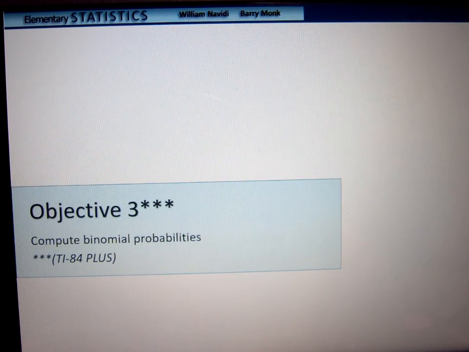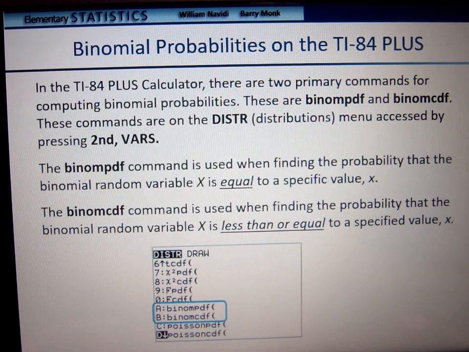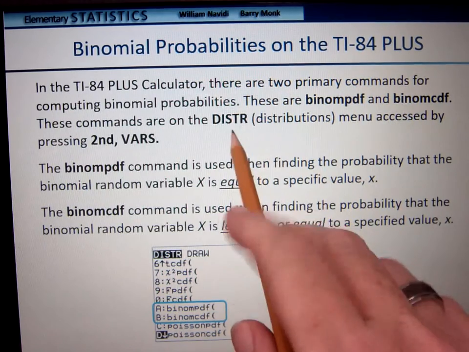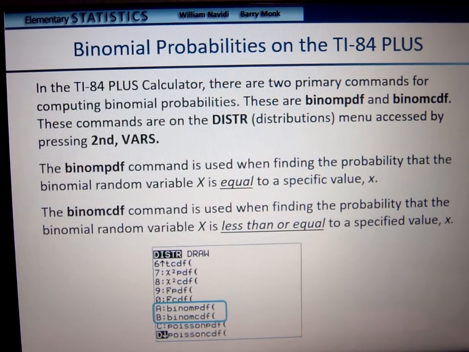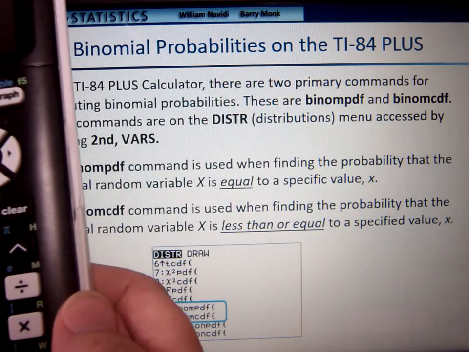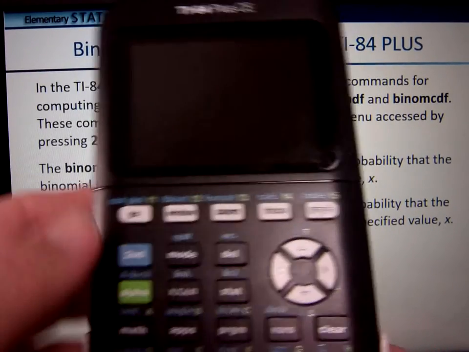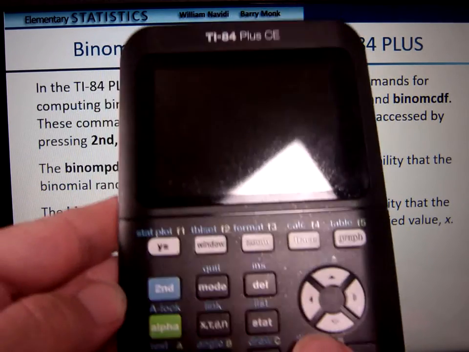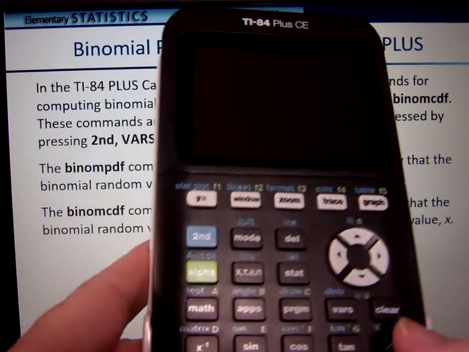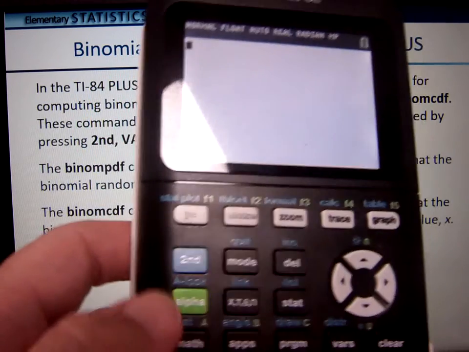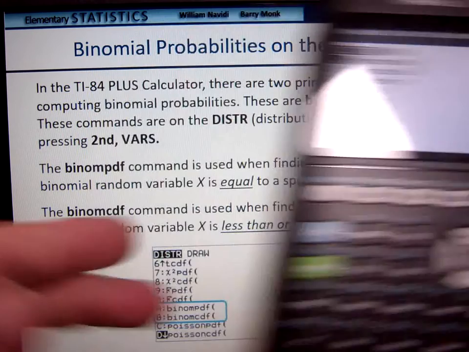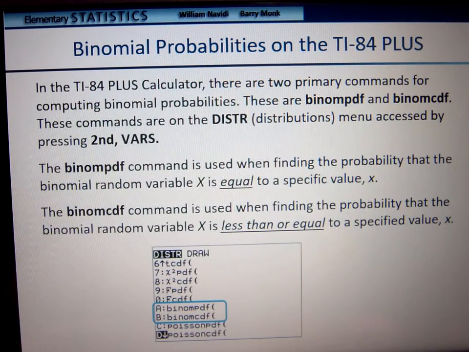We can also use our calculator to do these. You'll see there's a binomial PDF and a binomial CDF. These commands are under the distribution menu, accessed by pressing 2nd Vars. So I'm going to show you. Let's make sure it's on first. Let's turn it on. Clear. 2nd Vars. Okay, here we have that. And that command is binomial PDF. Let's scroll down.